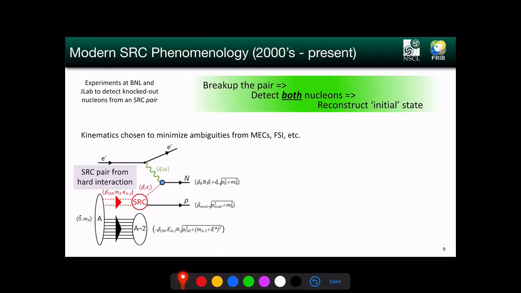And so the main breakthrough here is that they're able to really cleanly isolate the mechanism that leads to these ejected SRC pairs. They do this by very carefully choosing kinematics to minimize or eliminate any ambiguities that would arise from things like meson exchange currents, final state interactions, and so on.